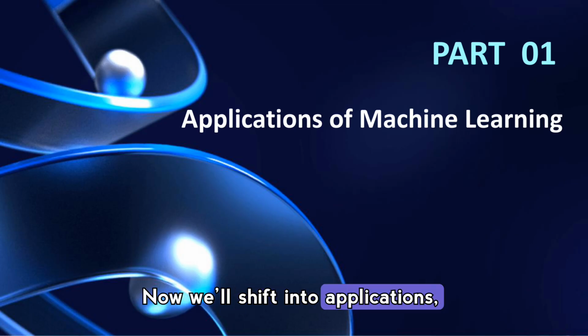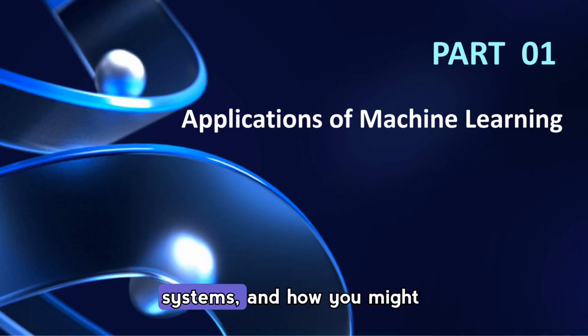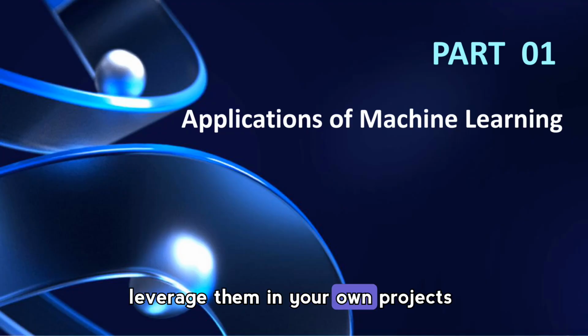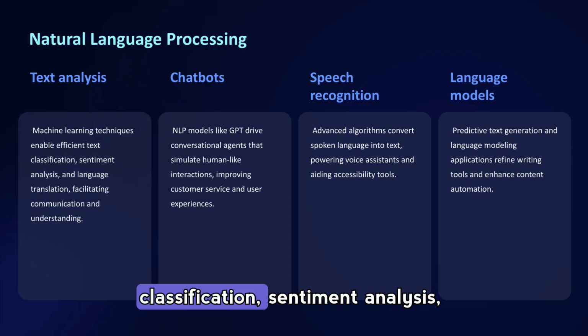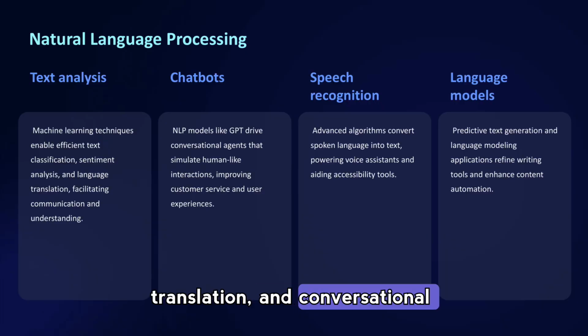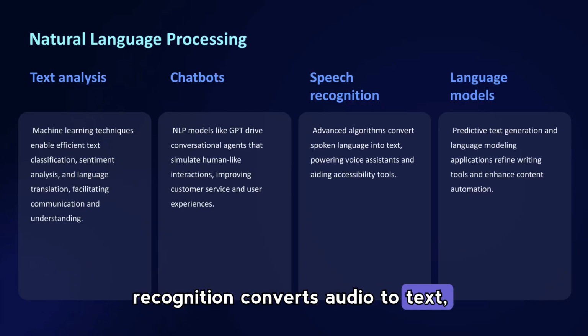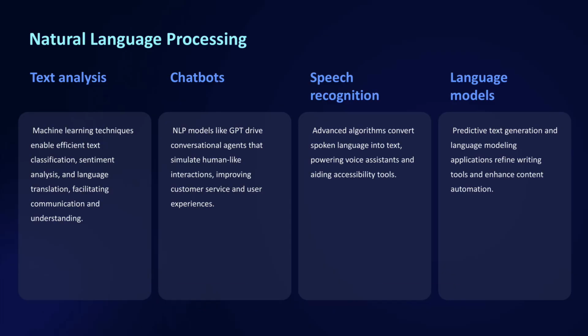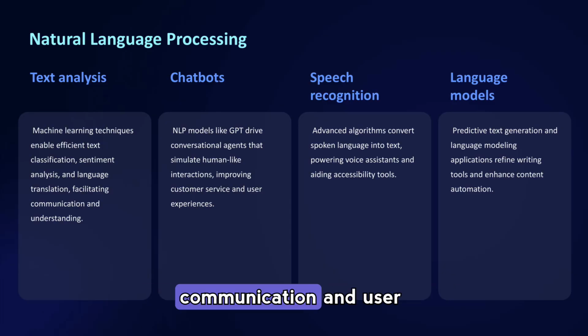Now we'll shift into applications, showing where these techniques make tangible impact across language, vision, and personalized systems, and how you might leverage them in your own projects or products. In natural language processing, machine learning enables text classification, sentiment analysis, translation, and conversational agents or chatbots. Speech recognition converts audio to text, and large language models support predictive text generation and content automation, improving communication and user interactions.